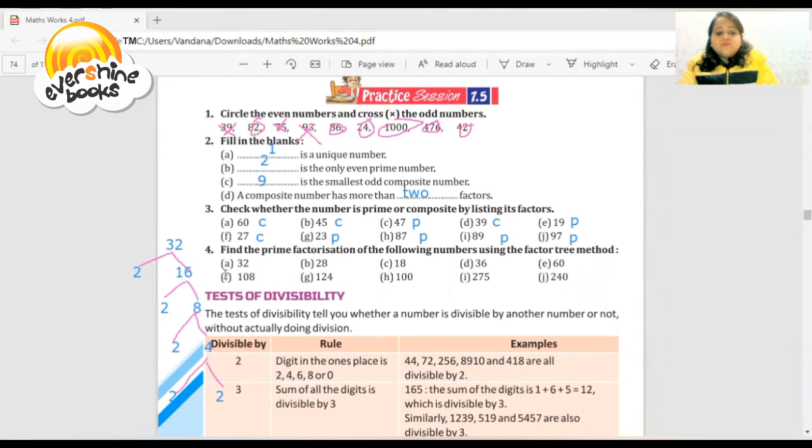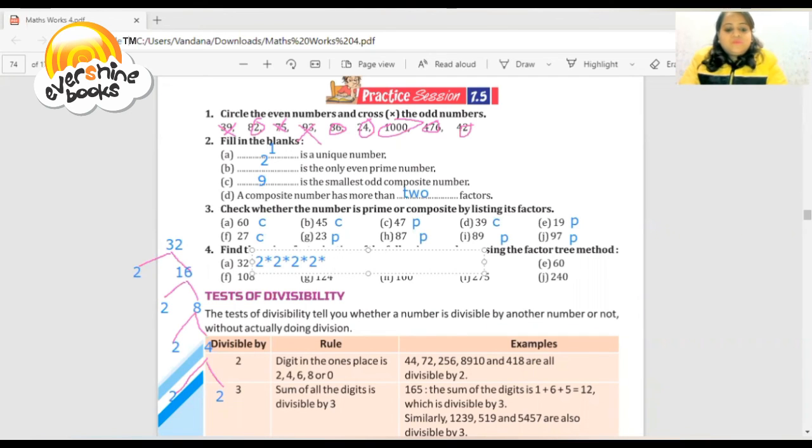It means you have to write 2 how many times? 1, 2, 3, 4, 5. You have to write here 2 multiplied by 2 multiplied by 2 multiplied by 2 multiplied by 2. These are the 5 times 2 I have written here. So students, it's a very interesting sheet, so just do these sums in your notebook. Take out your notebook, students.